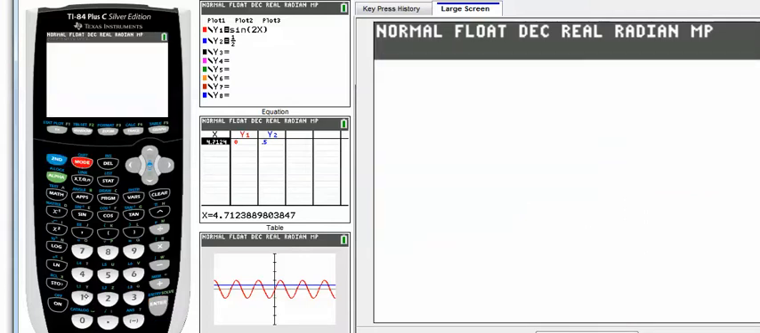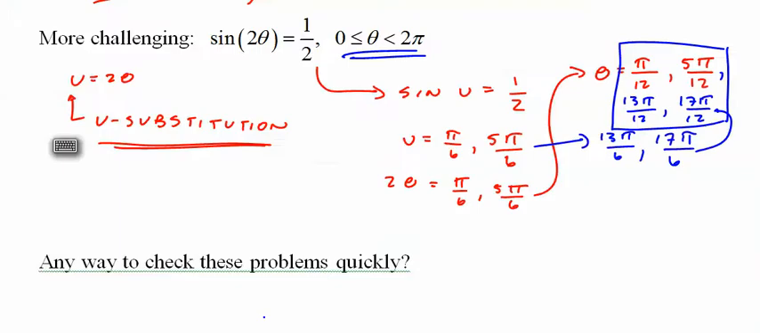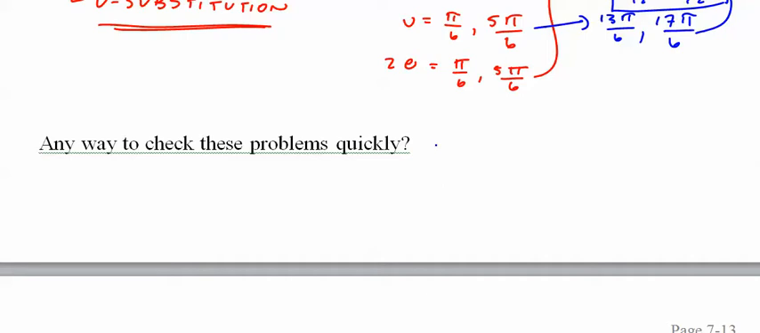And we had 17 pi over 12, I think. 4.451. Hey, look at that. 4.451. So that's a way to check. A lot of people don't want to do that, but it's not a bad idea.